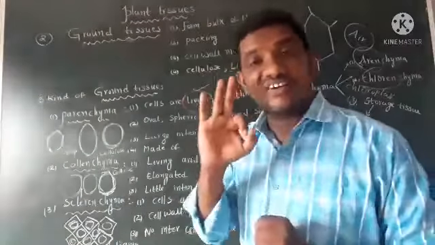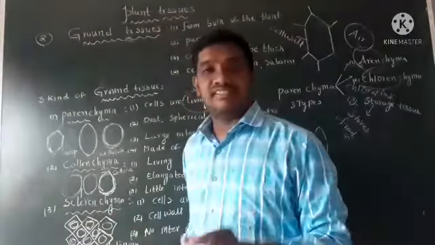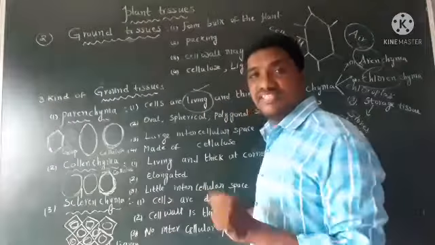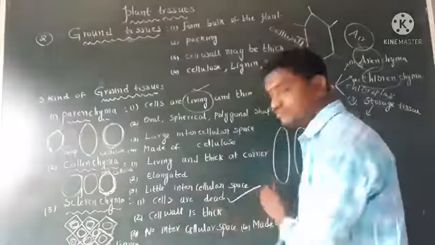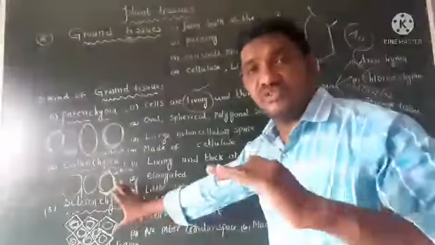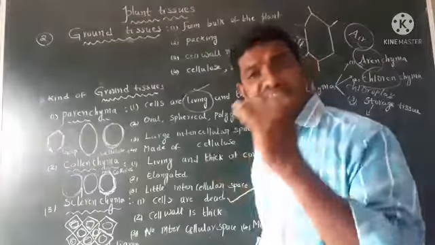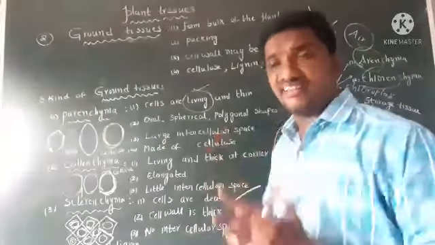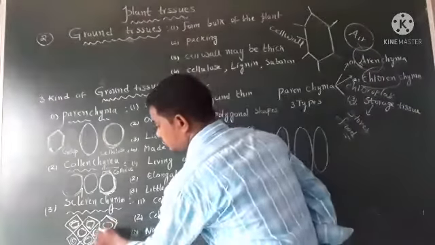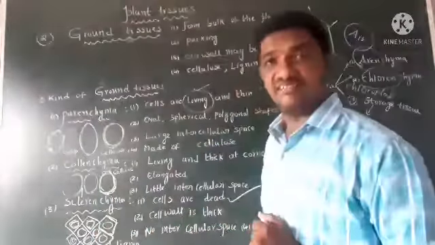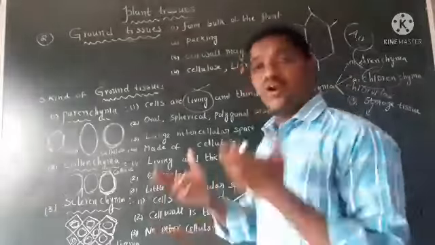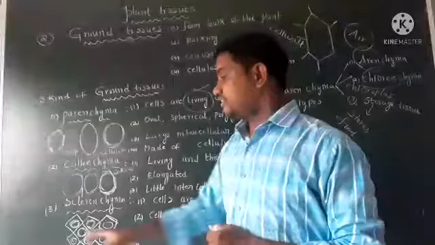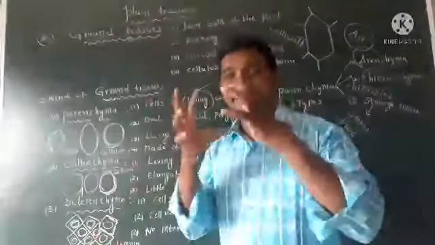Coming to the third kind of tissue, sclerenchyma. See, first point, cells are dead. It's a very important tissue. This is not living tissue. Sclerenchyma is not living tissue. It is dead tissue. Second one, the cell wall is very thick. See, the outermost layer of the plant cell is very thick. Third one is no intercellular space, no gap between two cells. There is no gap. See here, cells are tightly packed.